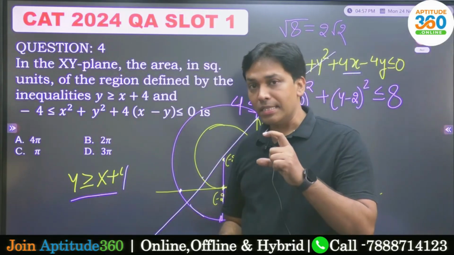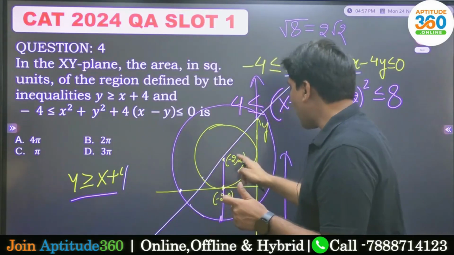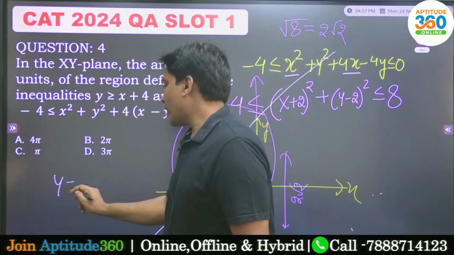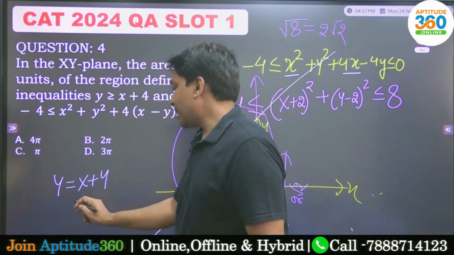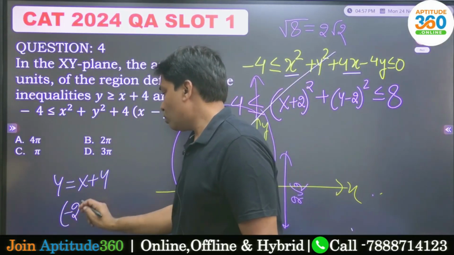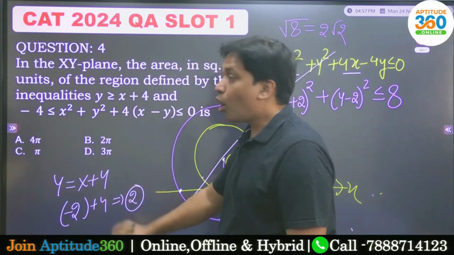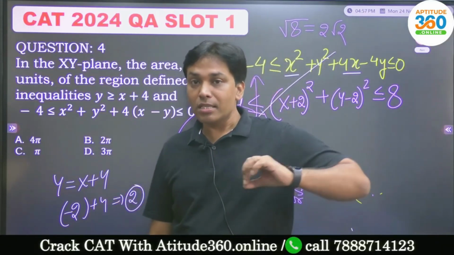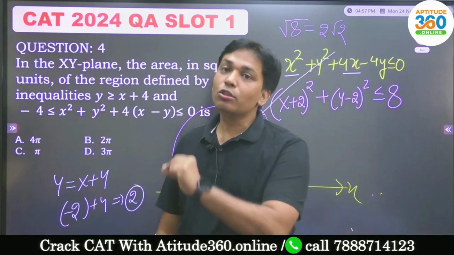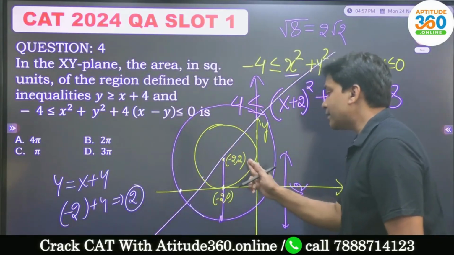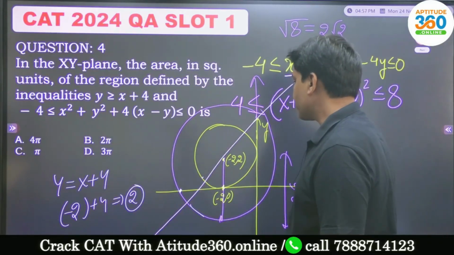Why will this circle be passing through (-2, 2)? You can check it. If you have y is equal to x plus 4, and you plug in x as -2, what is the value of y that you will be getting? You will be getting y as positive 2. So what does this mean? That this straight line is passing through the center of these two circles, which is (-2, 2).